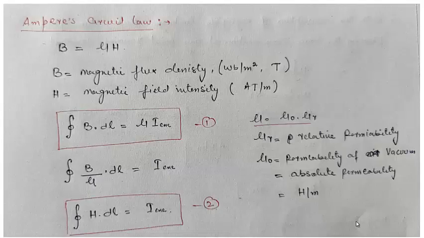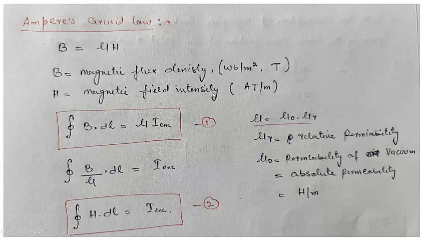So in this class we'll start from the Ampere circuit law. As I've told you, there are some important topics which we need to cover before starting the actual topic. The relationship between B and H is given by B is equal to mu into H, where B is the magnetic flux density, its unit is Weber per meter square, or sometimes its unit may be used as Tesla.